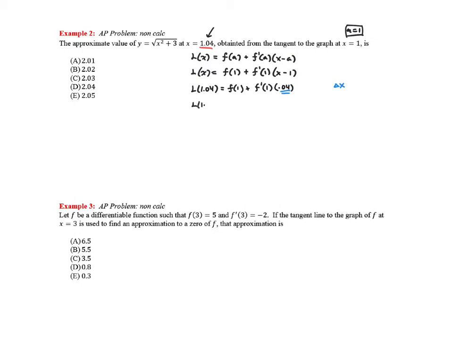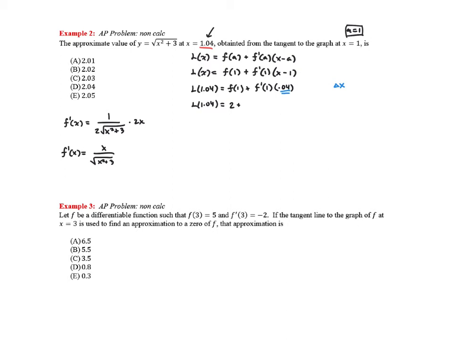So L of 1.04, f of 1 will be the square root of 4, which will be 2, plus f prime at 1. We've got to find f prime. It's going to require the chain rule. So that'll be 1 over 2 root x squared plus 3 times the derivative of x squared plus 3, which is 2x. So f prime equals x over the square root of x squared plus 3.